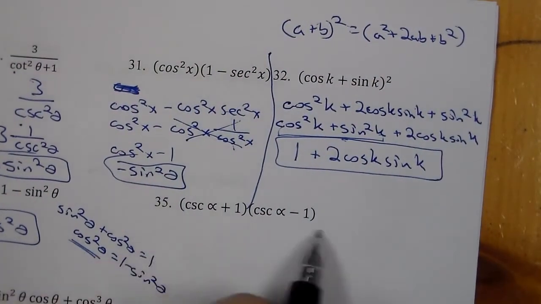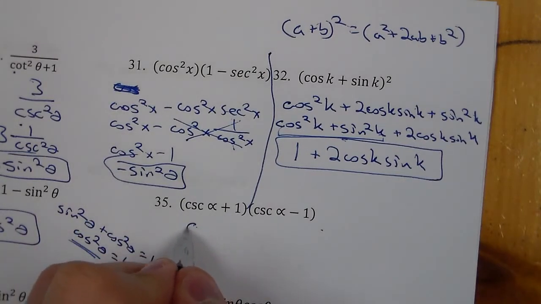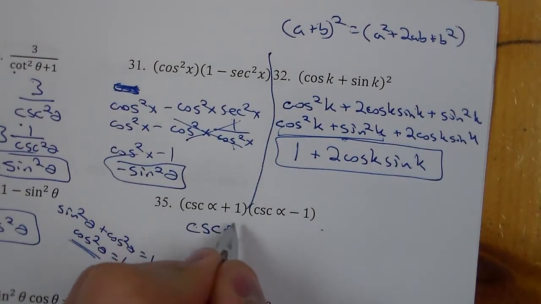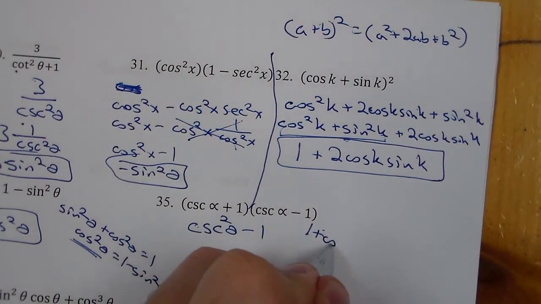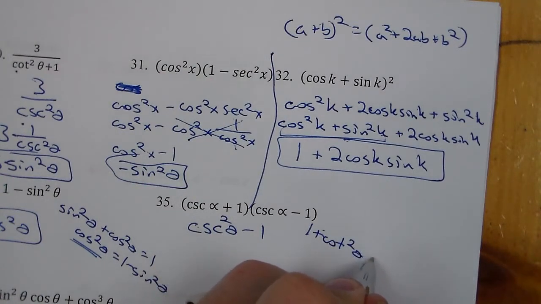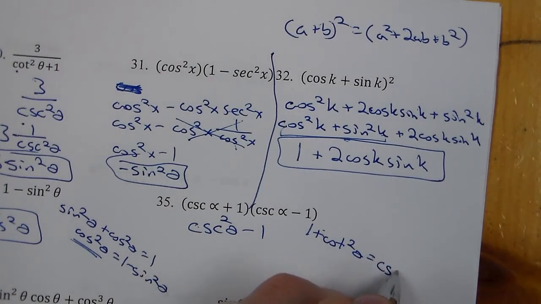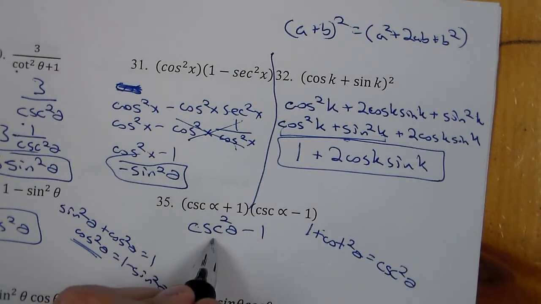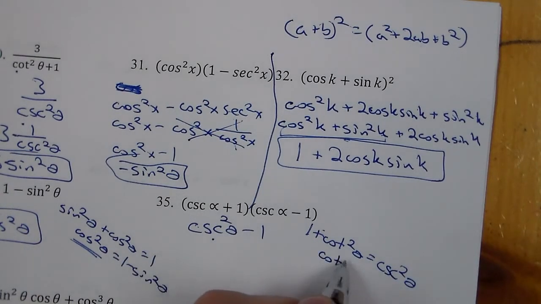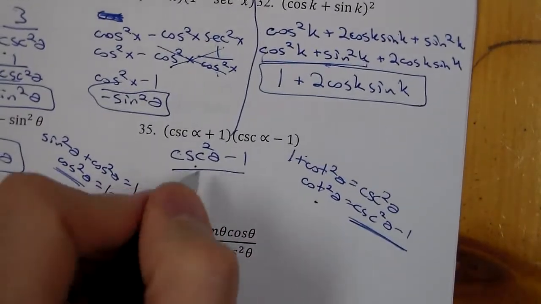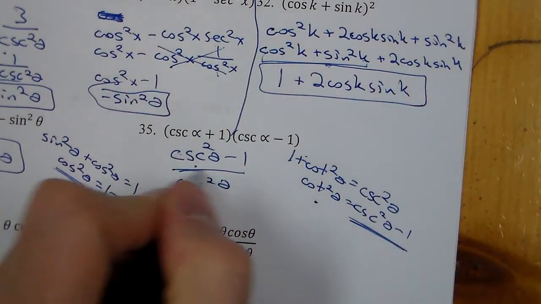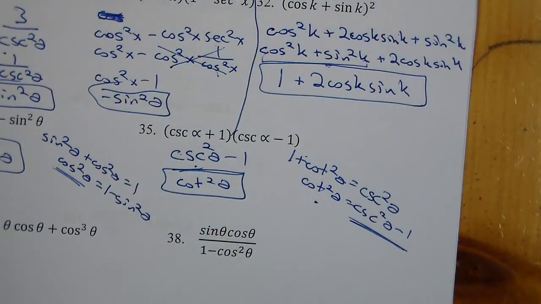35, we're going to multiply. This is actually a difference of 2 squares and becomes cosecant squared minus 1, which can go to a Pythagorean identity of 1 plus cotangent squared theta equals cosecant squared theta. Well, I want to get this to be the same, so if I subtract 1 from both sides, I have the same thing, so we're going to say that it is cotangent squared theta, and that's not a fraction, that's the actual answer.